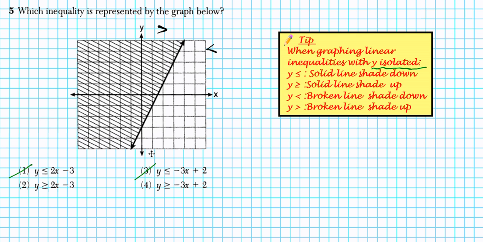From left to right, the line is going up. What does that tell us? That tells us that we have a positive slope. Okay? So since you're going up from left to right, we have a positive slope. Our answer is option number 2.